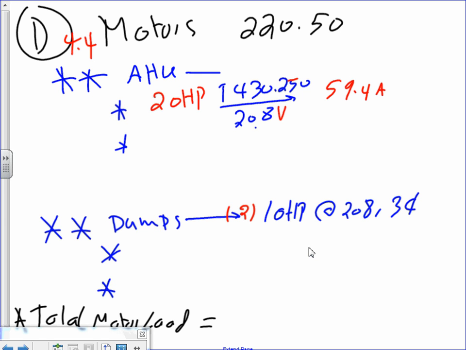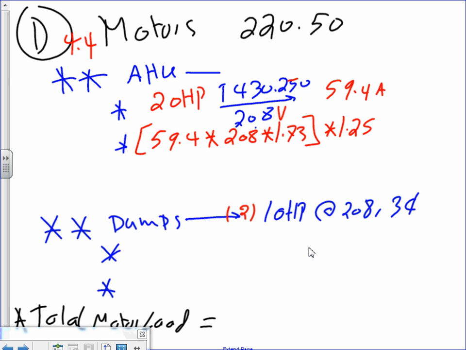So how are you going to do that? There's two of them. Since you assume one of them is the same size, one of them is going to be the largest. So here's how you do it. I will do the math as follows. You take the 59.4, multiply it by the voltage, 208. Is it three phase? Yep, 1.73, don't forget that. Now I'm going to up this one, multiply this by 1.25, then plus 59.4 times 208 times 1.73. Do I have to multiply the second one by 1.25? No. Can you add them up? And that will be your total.